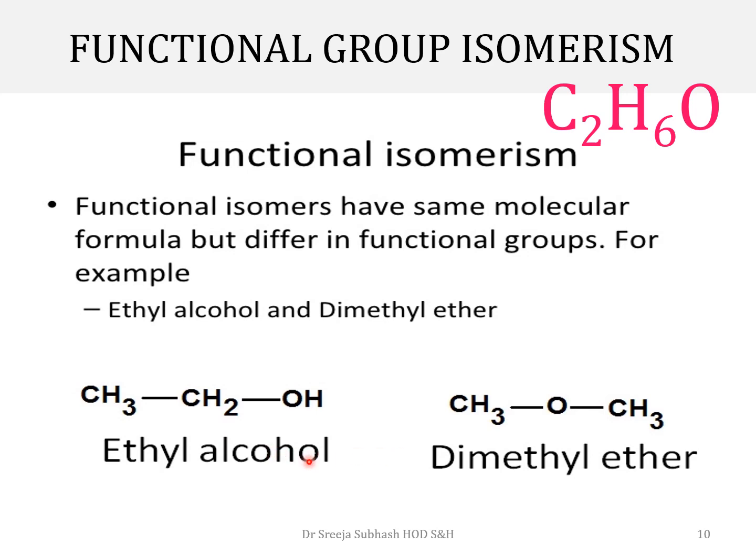For example, combinations like alcohol and ether usually show this kind of isomerism. In this example, CH3CH2OH, ethyl alcohol, on rearranging becomes an ether, dimethyl ether. Alcohol and ether is a typical combination that shows functional group isomerism.